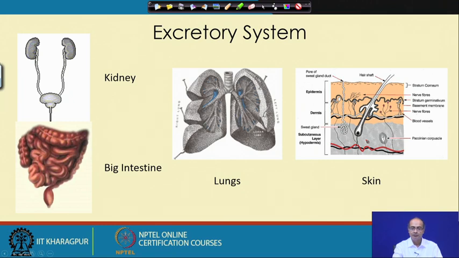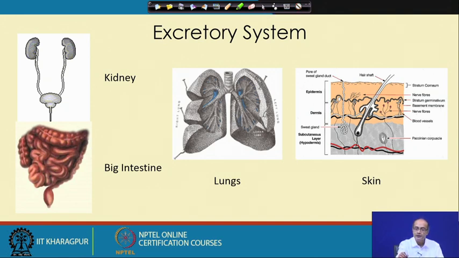Okay. So, the excretory system is a very important system. If one of them gets damaged or does not work, life is not possible. Just because it is doing the waste management, we should not think that its role is in any way less than any other system in the body.